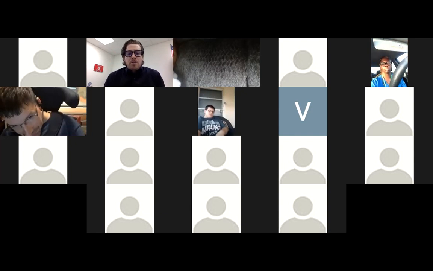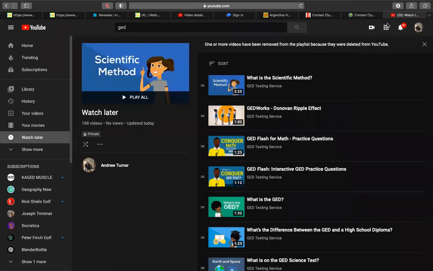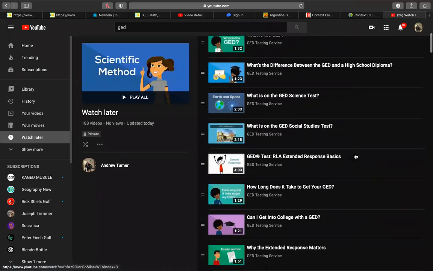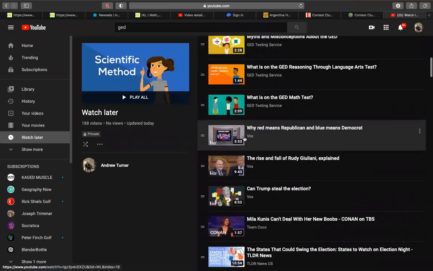So let me screen share. And I got the spinning wheel of death, which is always good. All right, so let's look at this real quick. You can see that, correct? Let me know if you can. All right, I want to show you this really quickly: why red means Republican and blue means Democrat. Real quick, 5 minutes. You can write this information down. We'll stop it as we go.